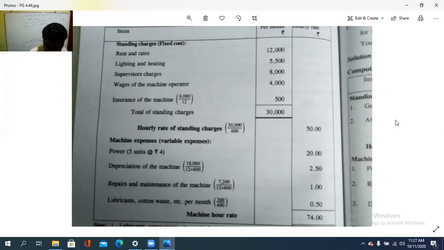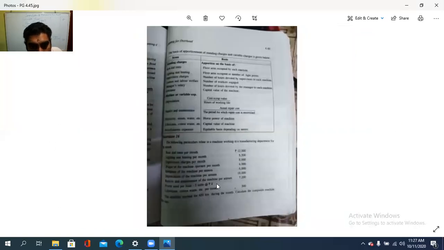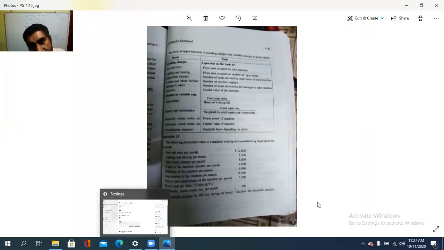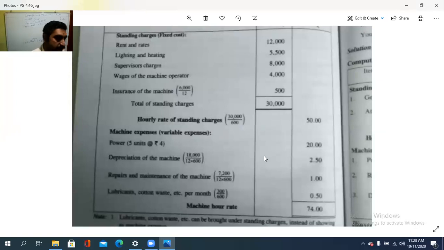How do we find depreciation? Depreciation is 18,000 per annum. It is yearly. So what do we do with it? Make it monthly and then hourly. There is no scrap value. So 18,000 divided by 12, do that first, and then take it per hour over 600. Clear? So how much did we get? We got the value 2.5. It comes to 2.5 per hour.